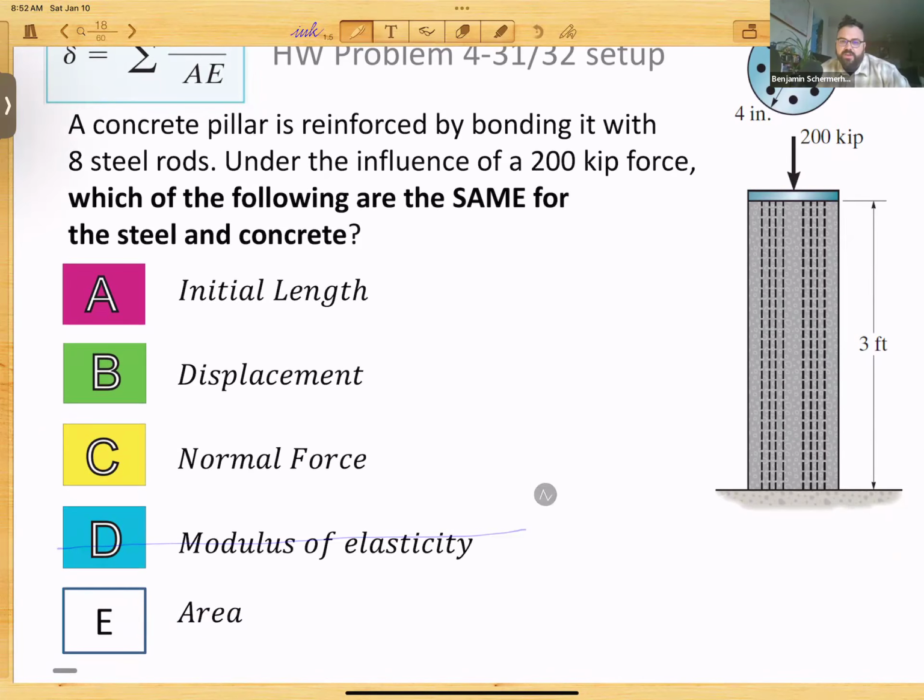We can see looking at this that the initial length is going to be the same, because they're all 3 feet to start. I don't know why I looked at that like that was going to give me a problem. I have it boxed in my notes, so I know what the answers are. The other thing that is very easily not going to be the same is the area, because the area for the steel is going to be different than the area for the concrete. So that takes that off of the list.